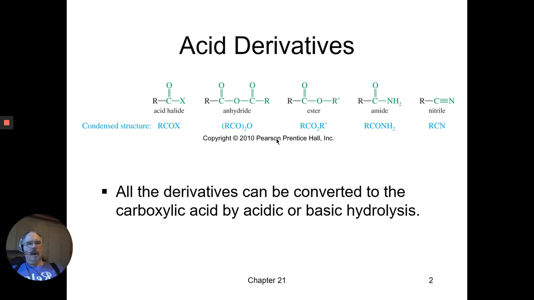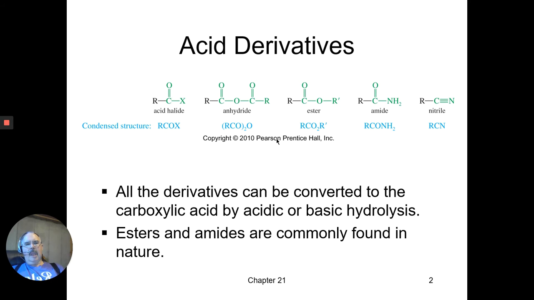And in some cases, they are made from carboxylic acids. Not all of them, but some of them are. Okay, so all the derivatives can be converted to the carboxylic acid by acidic or basic hydrolysis. Esters and amides are commonly found in nature. Acid halides are actually too reactive to occur readily in nature. There's not very many examples of anhydrides in nature, but there are a few. But again, they are pretty reactive.